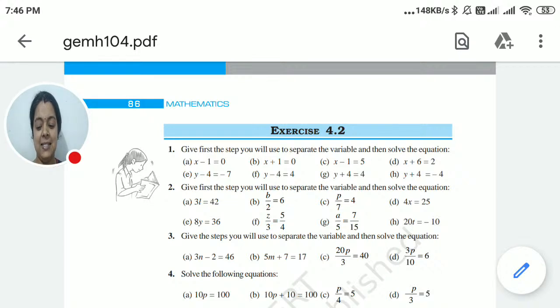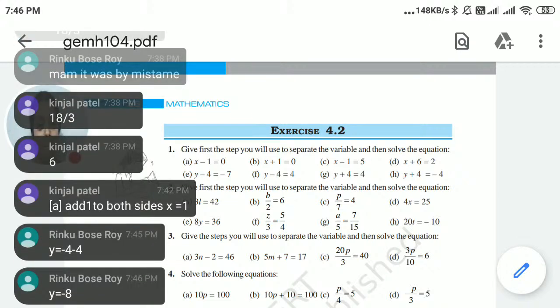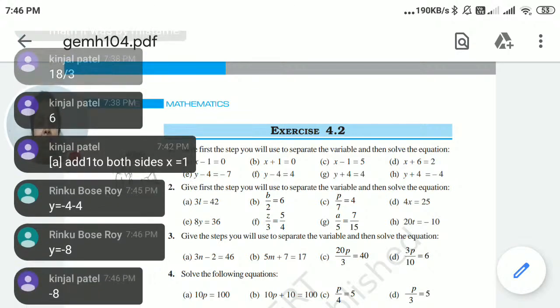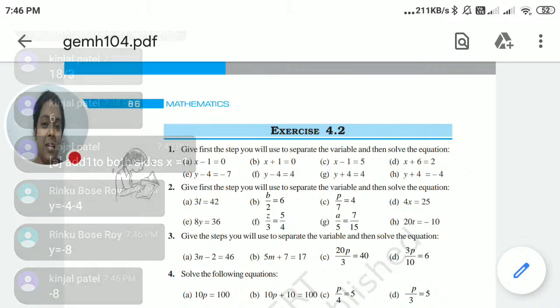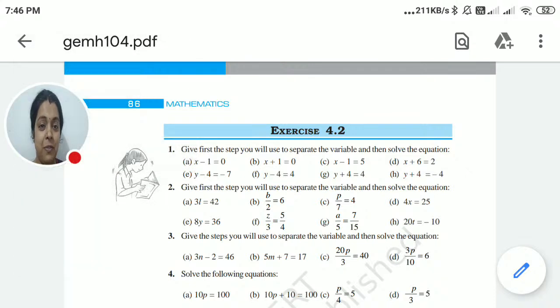What is the correct answer? Oh, yes. Perfect answer. Perfect. Very good. Now I just need to take you people to question number 2. Question 1 was plus and minus, so we went for that. Question number 2 is what? It is talking about multiply and divide, right? Multiply and divide. So whatever is the numerator will become the denominator, and whatever is the denominator will become the numerator. That is only the concept.